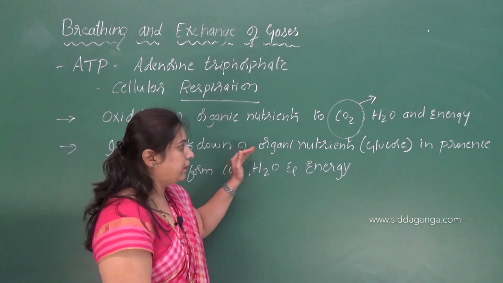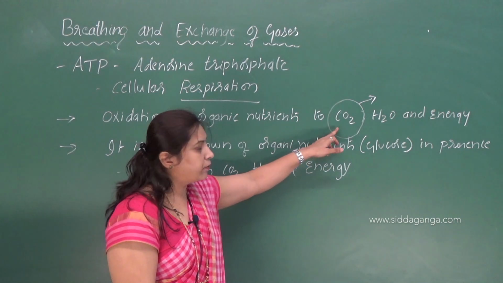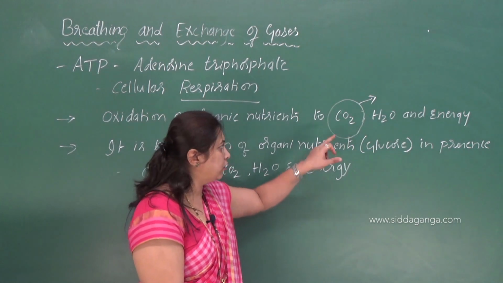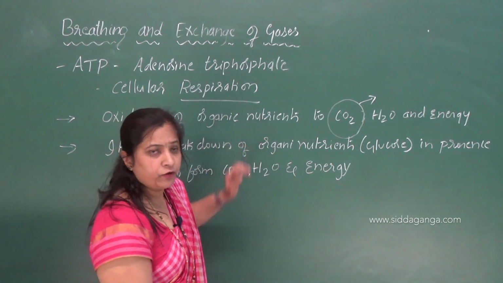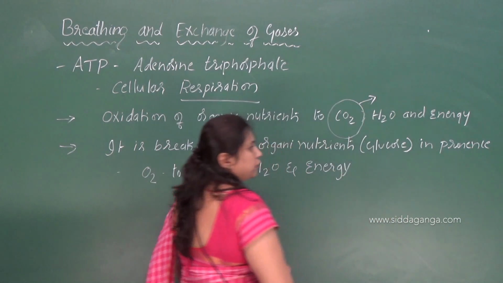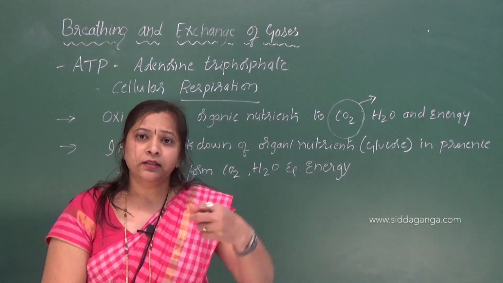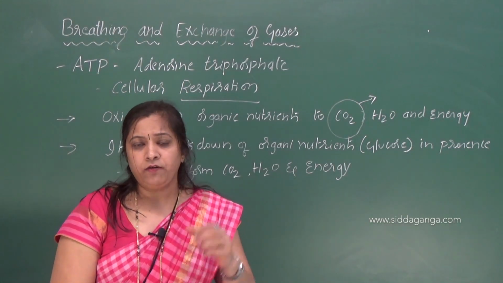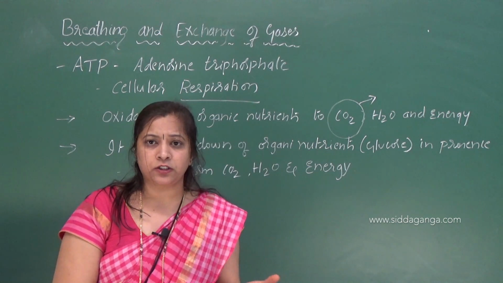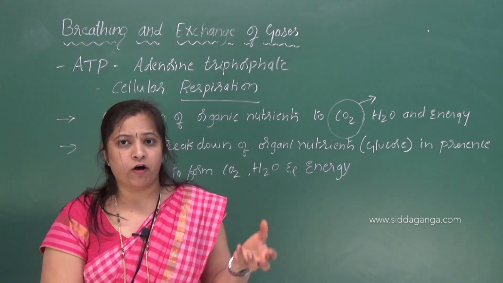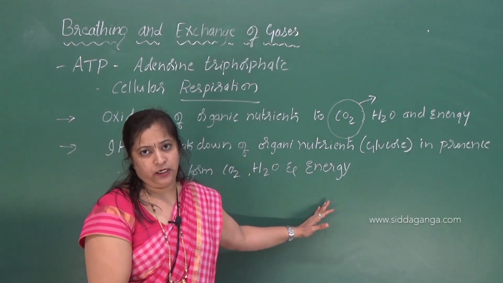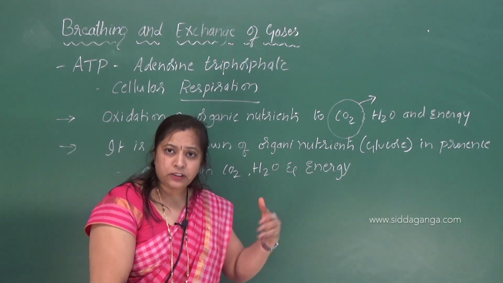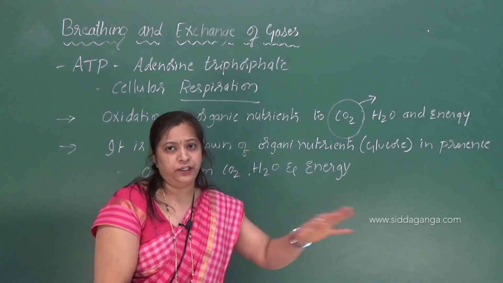Okay, so it is because of the breakdown of organic nutrients. What are the end products I said? Carbon dioxide, water and energy, no? So it is because of oxidation of nutrients that carbon dioxide is continuously produced by the body cells. And this carbon dioxide produced in the body cells is toxic to cells. If it accumulates, it will be toxic because excessive carbon dioxide produces acidity. So that carbon dioxide must be eliminated quickly and efficiently.